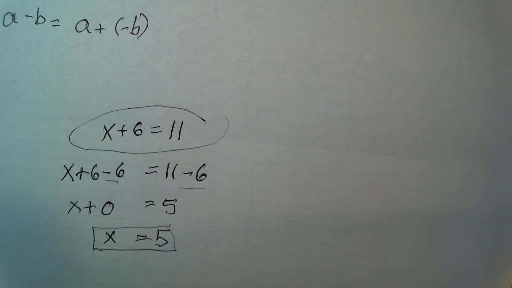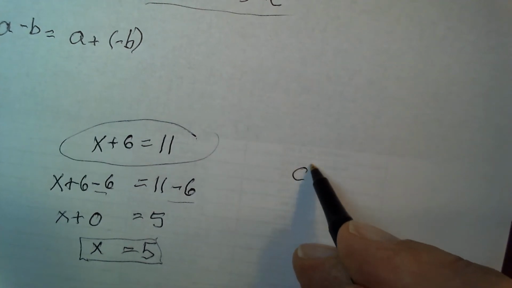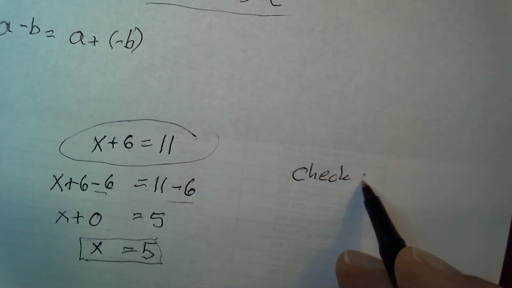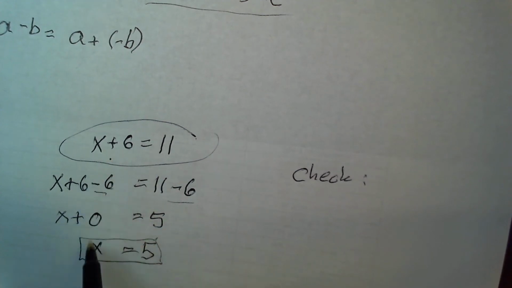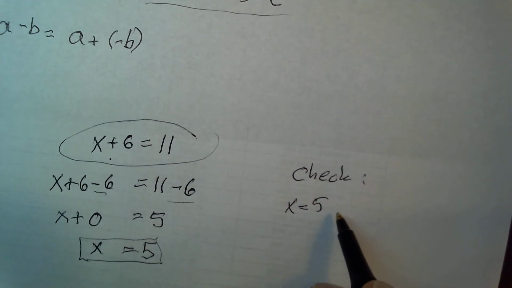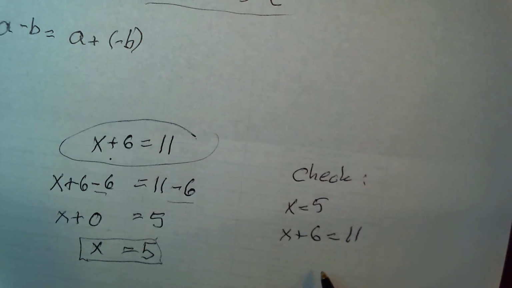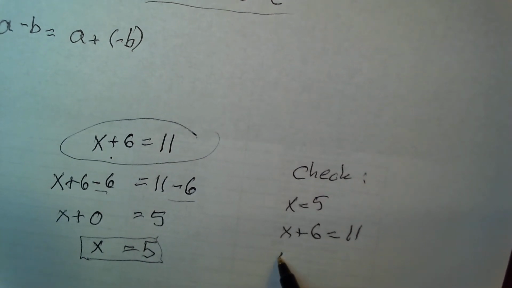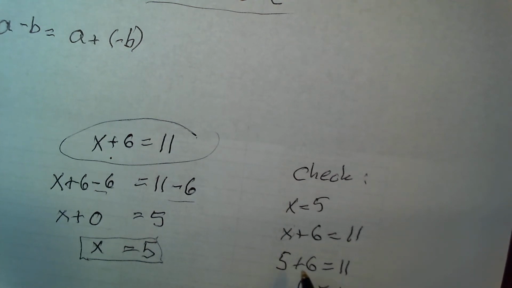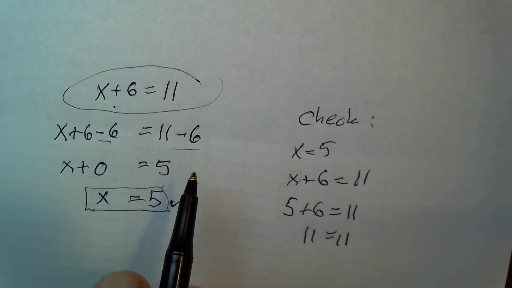And generally, you should check to make sure that you have the correct answer. And so we check the answer, as we had done before. We replace x with the number 5. So we ask, if we replace x with the number 5 in the given equation, x plus 6 equals 11, would that make it a true statement? Well, let's see. 5 plus 6 equals 11, so 11 equals 11. So that means that x equals 5 is indeed our solution to this equation.